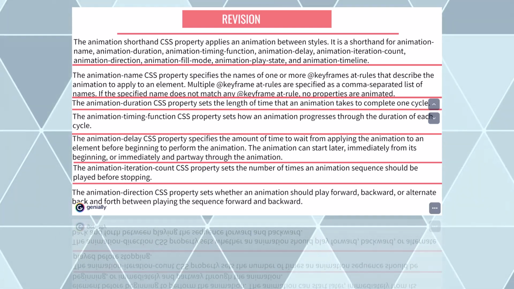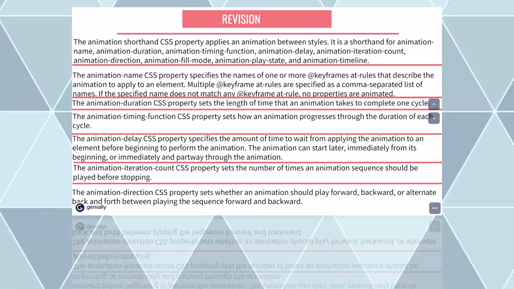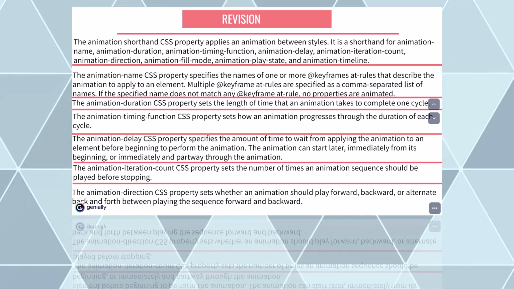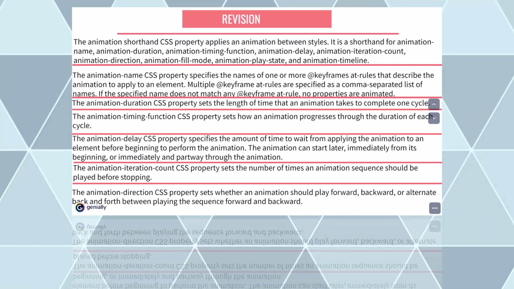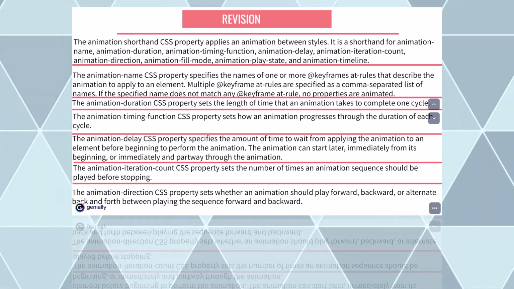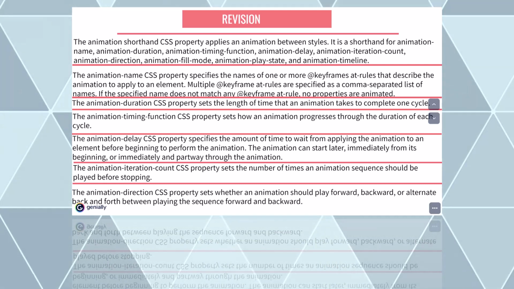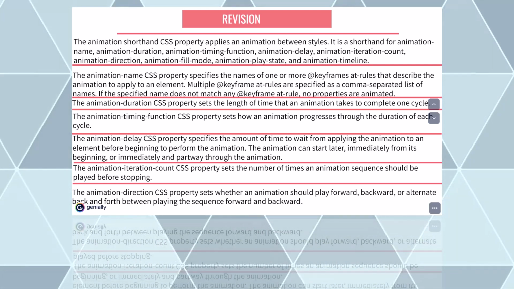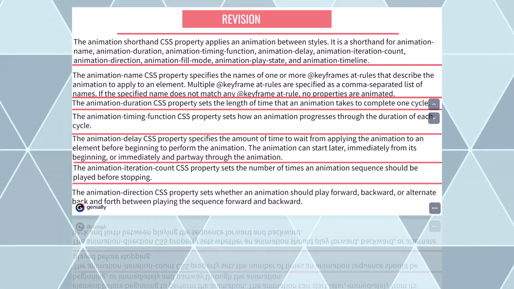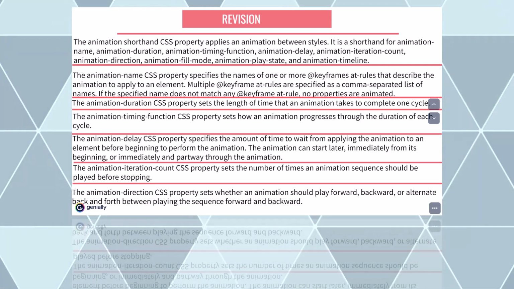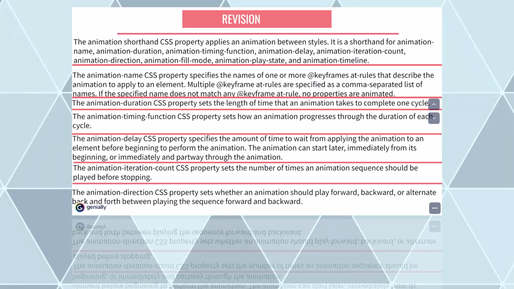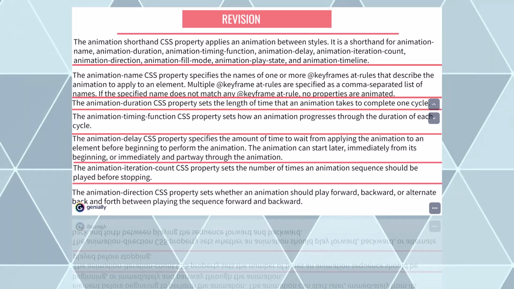Okay. The animation iteration count CSS property says the number of times an animation sequence should be played before stopping. And Cindy gave us an example of rotating. How many times must it rotate before it stops? Let's say for the bounce, you want it to bounce 3 times or 4 times before it stops, right? So it is just basically that.